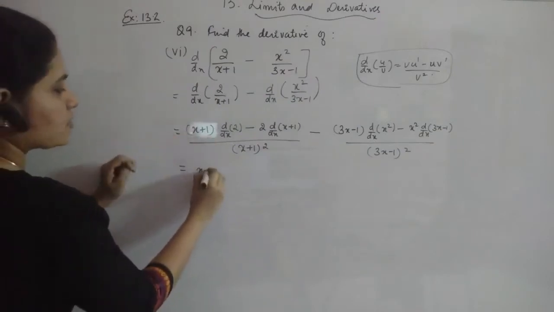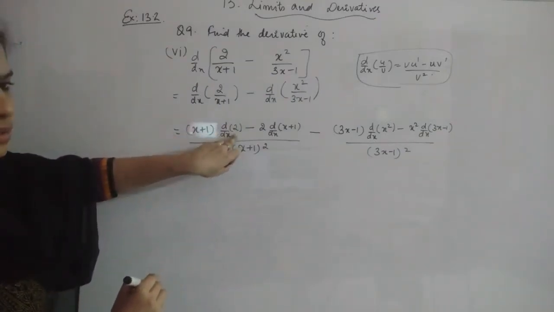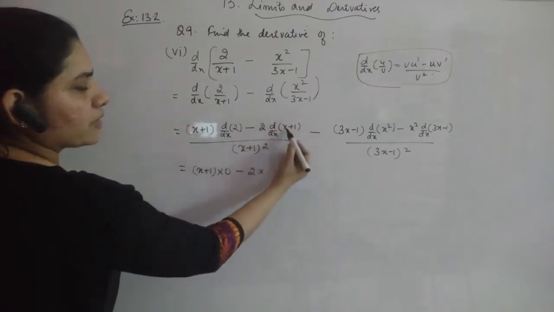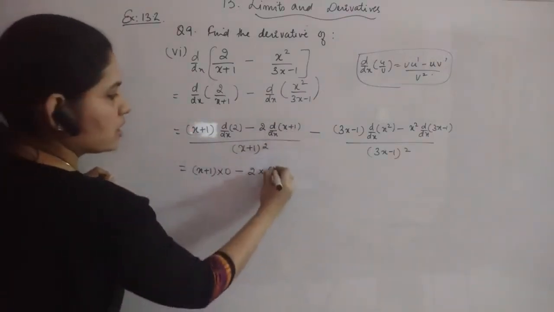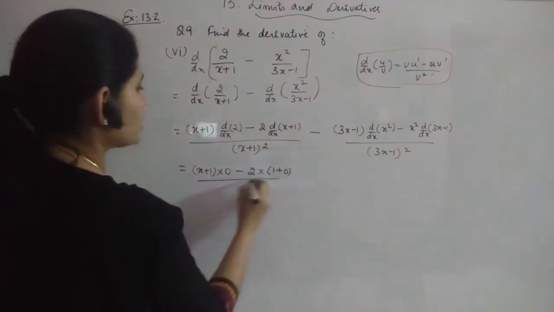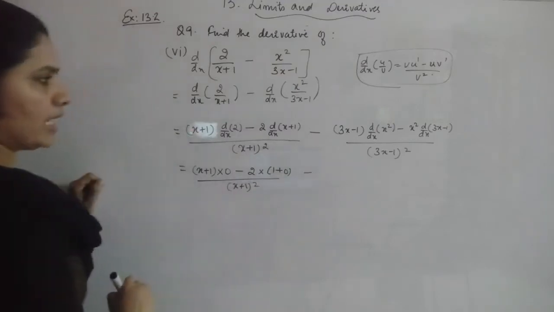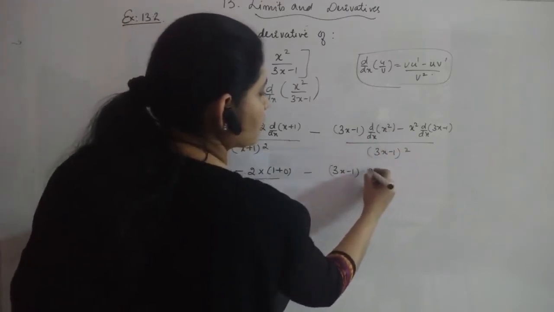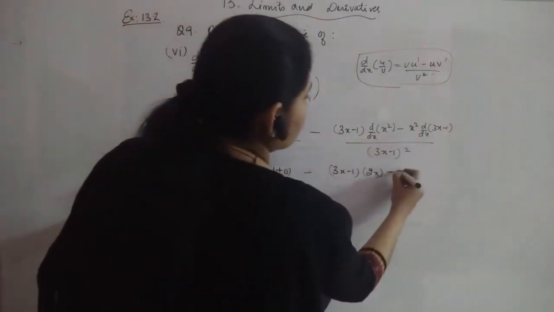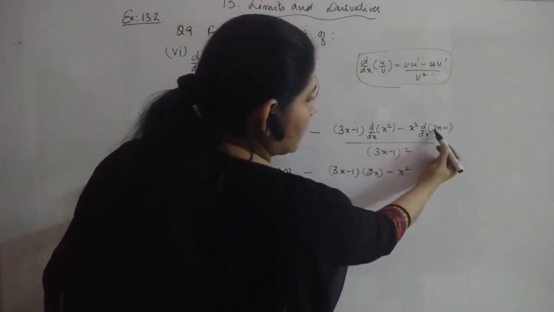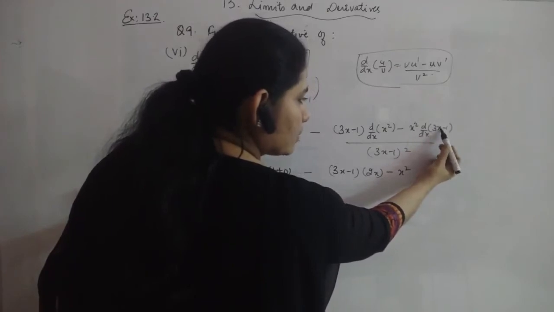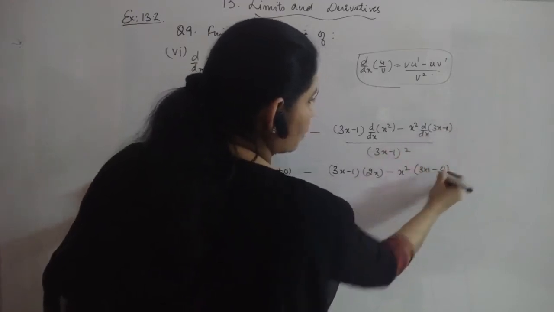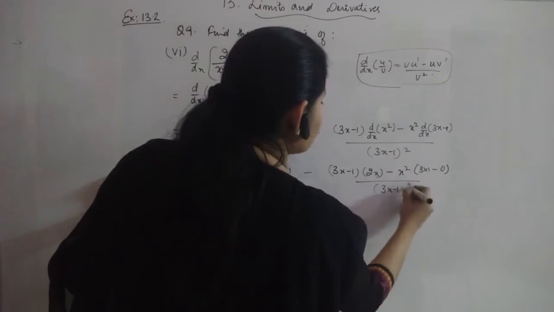Now this term, x plus 1 into derivative of 2, 2 is a constant, so derivative of 2 is 0, minus 2 into derivative of x plus 1, derivative of x is 1, derivative of constant is 0, so it is 1 plus 0 or 1, divided by x plus 1 the whole square, minus 3x minus 1 into derivative of x square, 2x, using your nx raised to n minus 1. Now here x square into derivative of this term. Again for the first term you have 3x, that means 3 can be taken out and derivative of x is 1. So you will write 3 into 1 minus 1 is a constant, so derivative of 1 is 0, divided by 3x minus 1 the whole square.